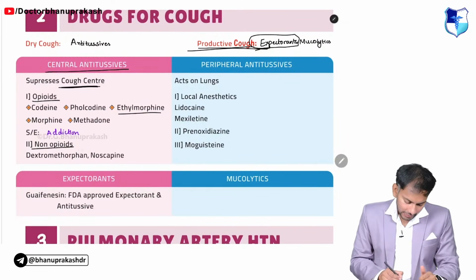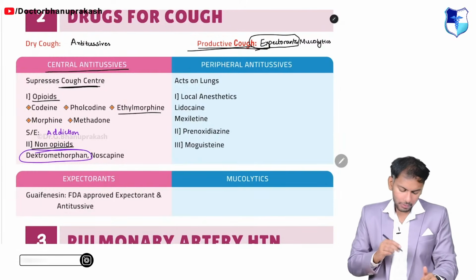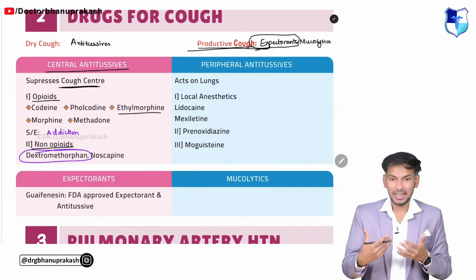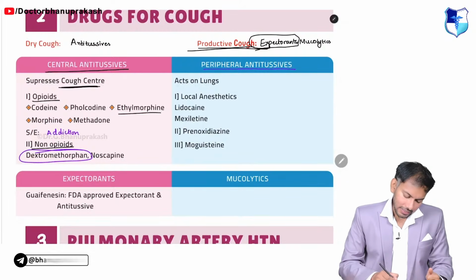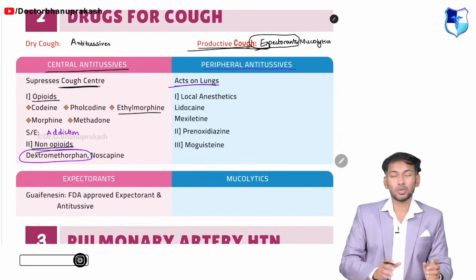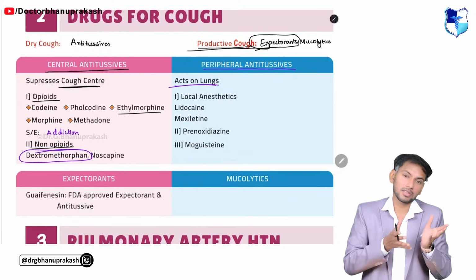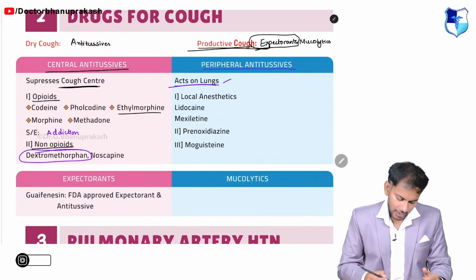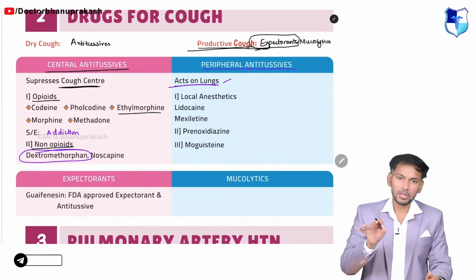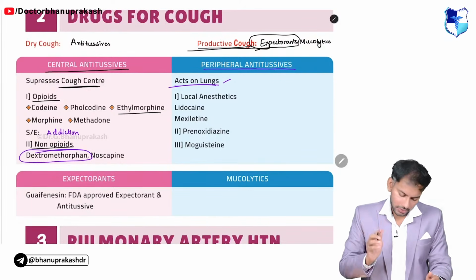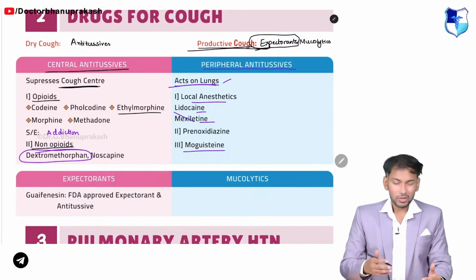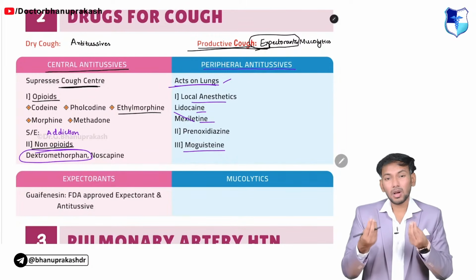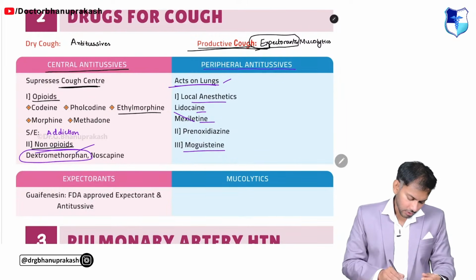That is dextromethorphan. Dextromethorphan is generally used in the central antitussives. Now coming to the peripheral antitussives, they act on the lungs. Yes, so the signal has to come from the lungs into the brain. So if you are blocking it at the level of lungs, that is what peripheral antitussives are. There are local anesthetics like lidocaine and mexiletine, we never use them, and moguisteine and prenoxdiazine are also not being used. Commonly we are using dextromethorphan.